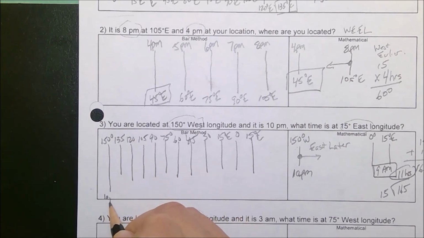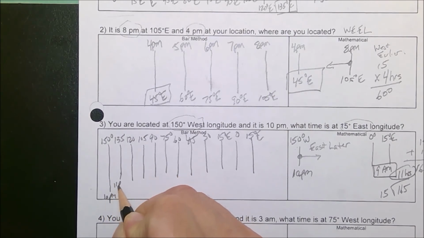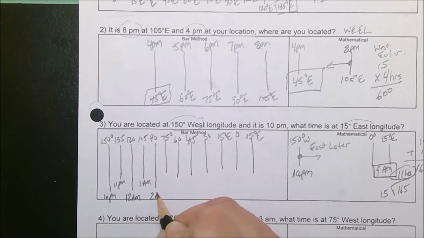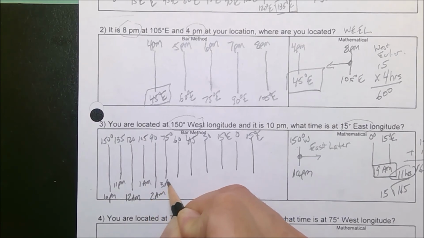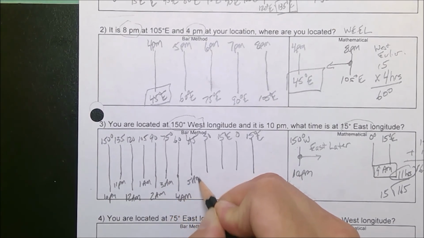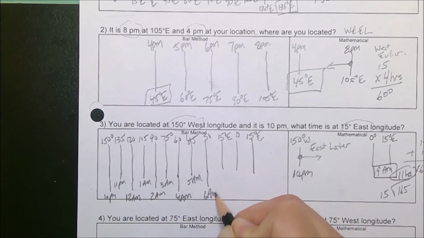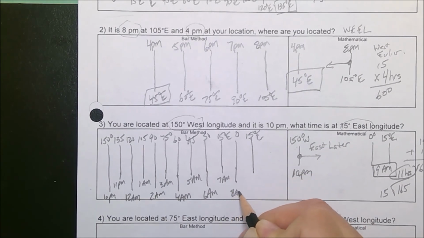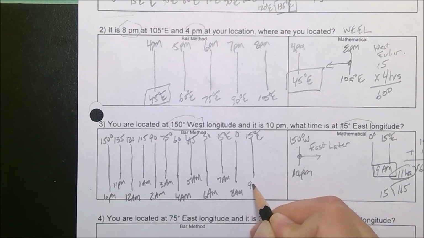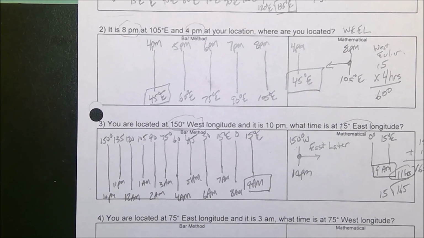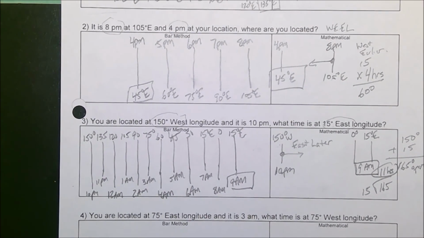Starting here, 10 p.m., 11 p.m. Now midnight is going to be 12 a.m., 1 a.m., 2 a.m., 3 a.m., 4 a.m., 5 a.m., 6 a.m., 7 a.m., 8 a.m., and I'm going to get 9 a.m. as my answer. As you can see, both of my answers are going to agree.